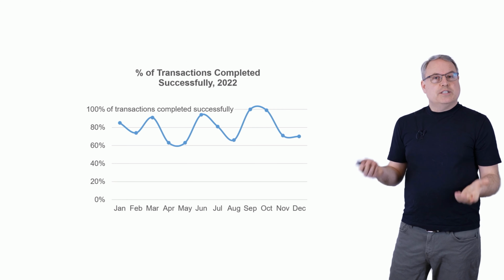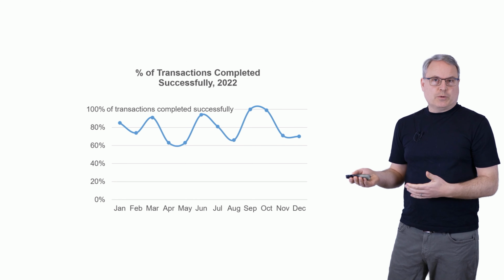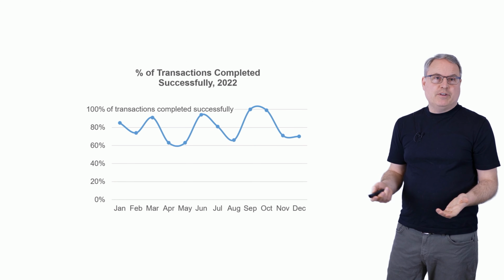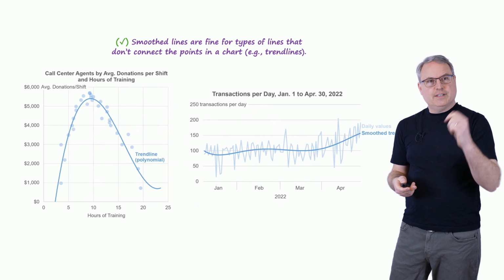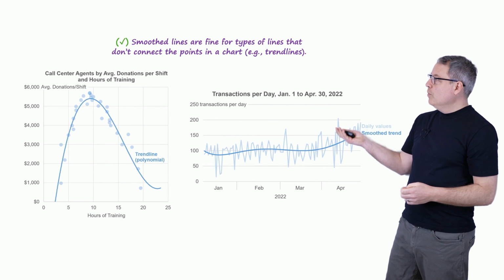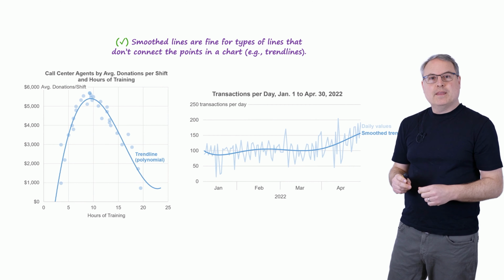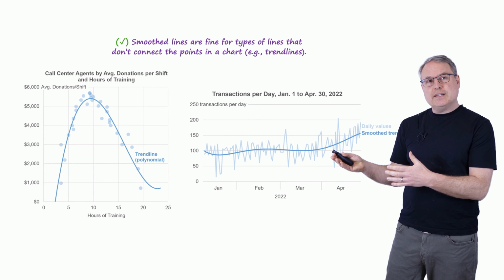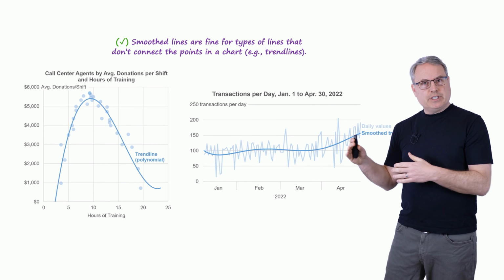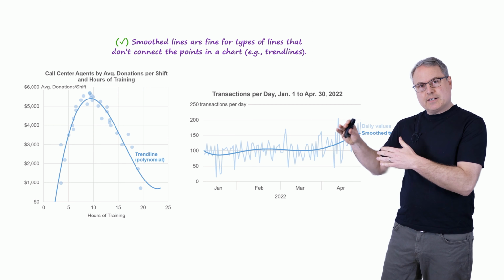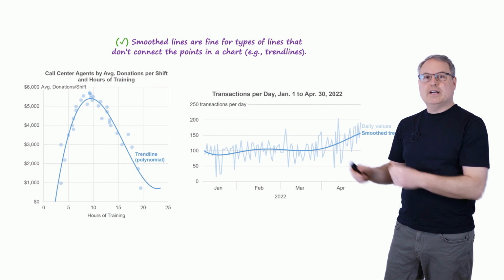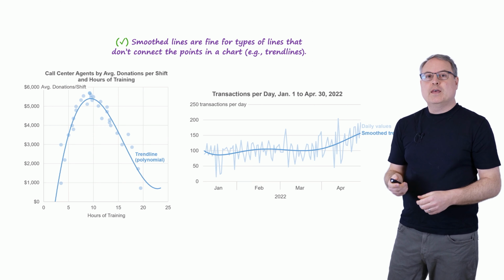Now, there are situations where I think smooth lines are perfectly fine, and in fact even recommended, right? Like a situation like this, for example, where the line doesn't directly connect the points in a chart. You'll see this with things like trend lines or moving averages. The line actually doesn't connect to the points directly. In that case, smooth lines, I think, are absolutely fine.